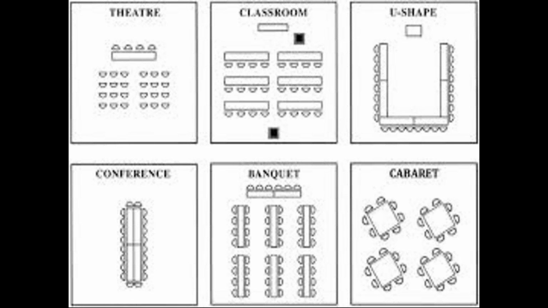So if there's some information flow that needs to come from the leaders or council through to officers of council, then theatre and classroom is probably the way to go. The third one there, moving across the page, is the U-shape. Now you often see this a lot in training courses.